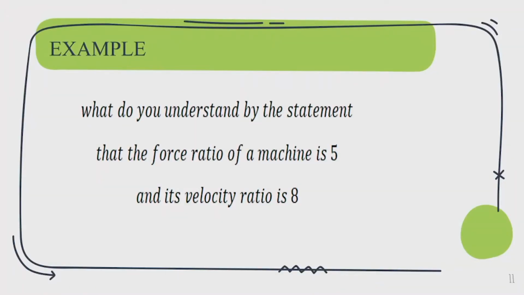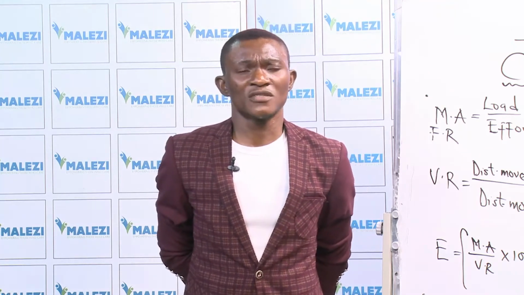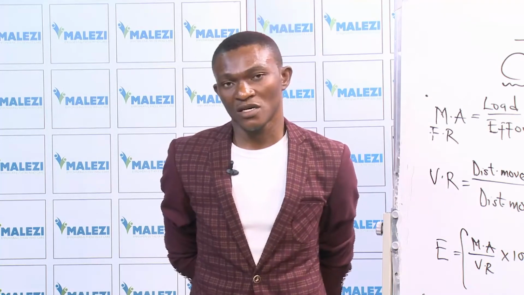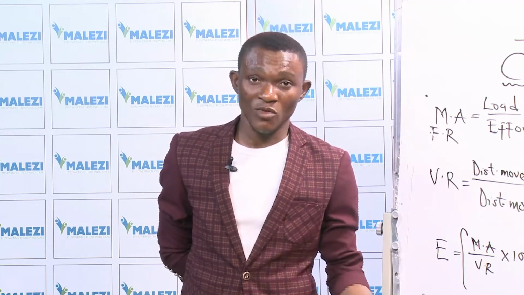So this first question is asking us what do you understand by the statement that the force ratio of a machine is 5 and its velocity ratio is 8? This question is just the same thing as an exam body telling you to define mechanical advantage and velocity ratio. But most times they feel questions like this are too direct, and then they try to come in an indirect way to ask you the same question but in a different way.